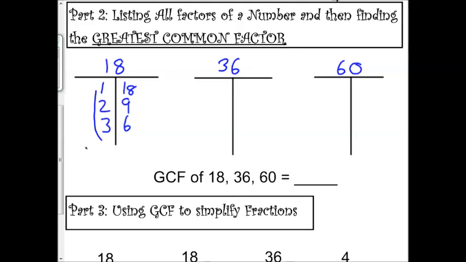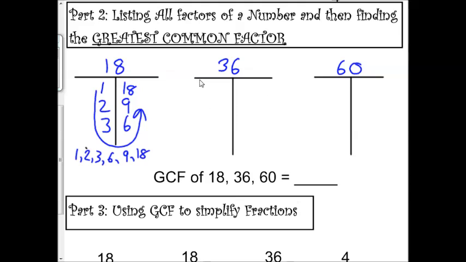And it's really easy to write them in order now. We just loop around. So if you were asked to list all the factors of 18, you would make your T-chart, then make a list. 1, 2, 3, 6, 9, and 18.